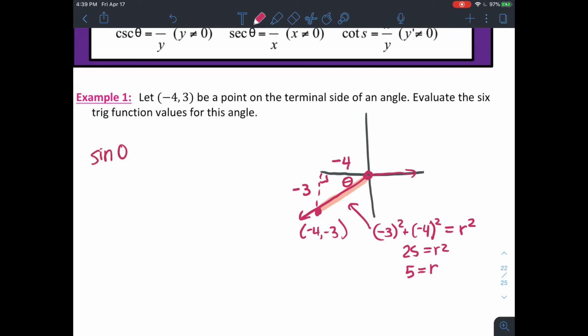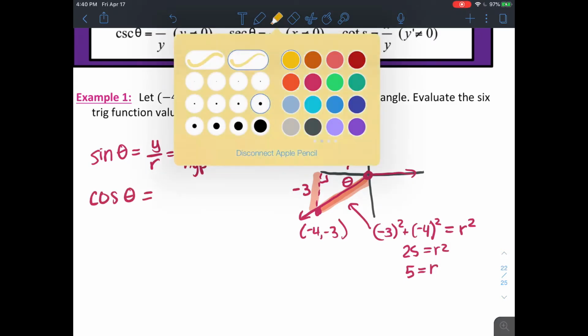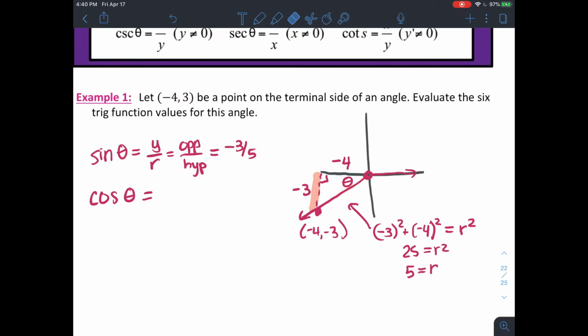If you want the 6 trig function values for that angle, you can either use your coordinate definitions or use the triangle you just drew. If you're going opposite over hypotenuse, or y over r, that would be negative 3 over 5, either way. And then cosine would be x over r, so the point's x coordinate, negative 4, over your r value of 5. Or you can look at your sides, adjacent over hypotenuse, and you're still going to have negative 4 over 5.